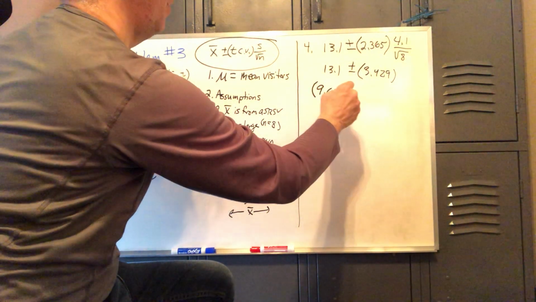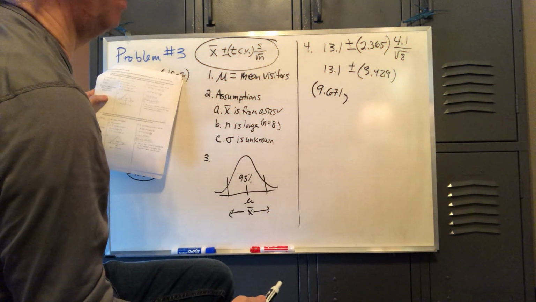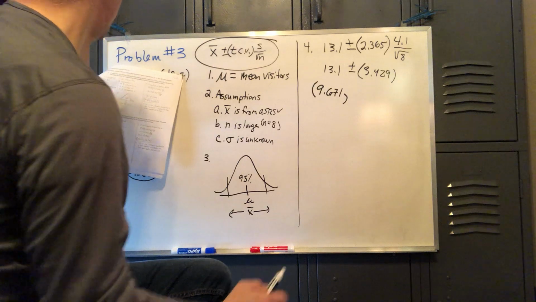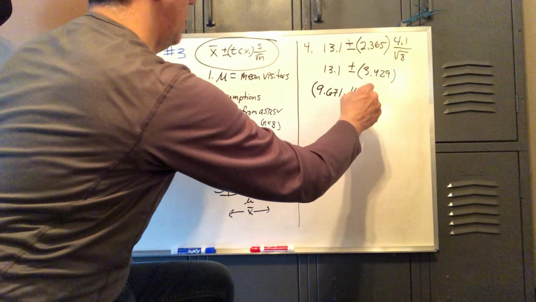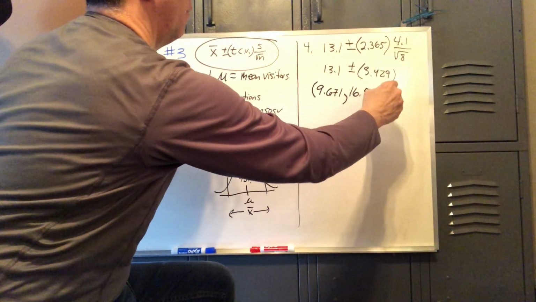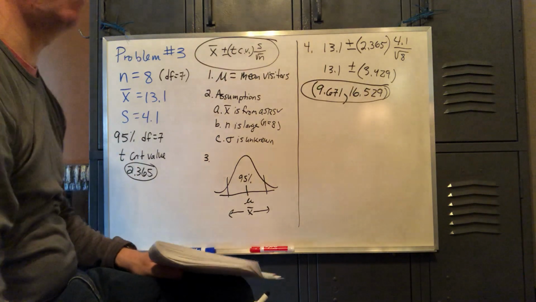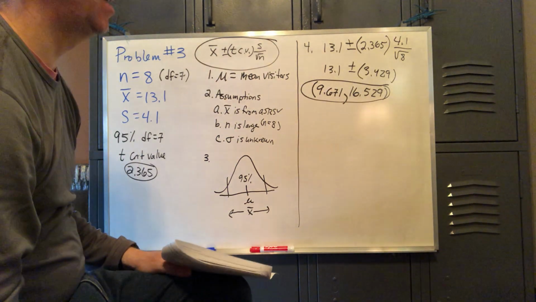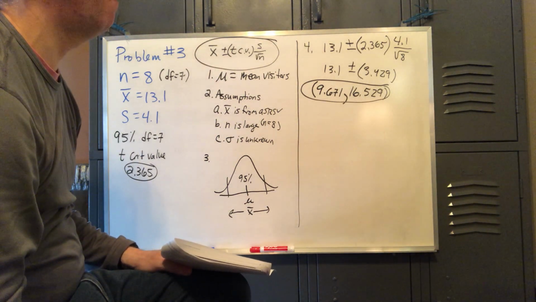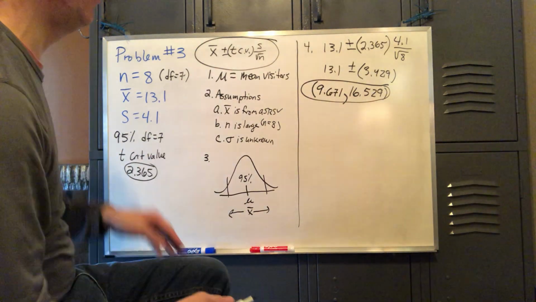Put a parenthesis, put that value, then you put a comma. And when I take 13.1 plus 3.429, I get 16.529. So we're saying this is our interval. We're saying the truth is somewhere between a smaller value of 9.671 all the way to 16.529. So we have 95% confidence that that will work.